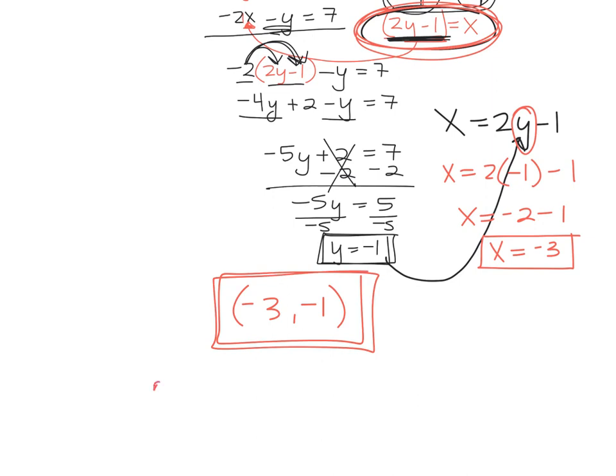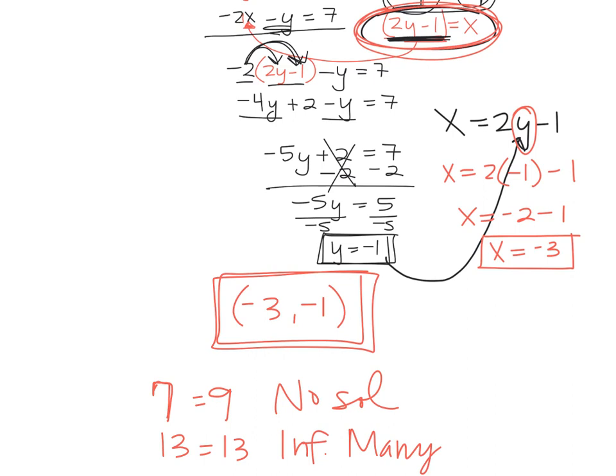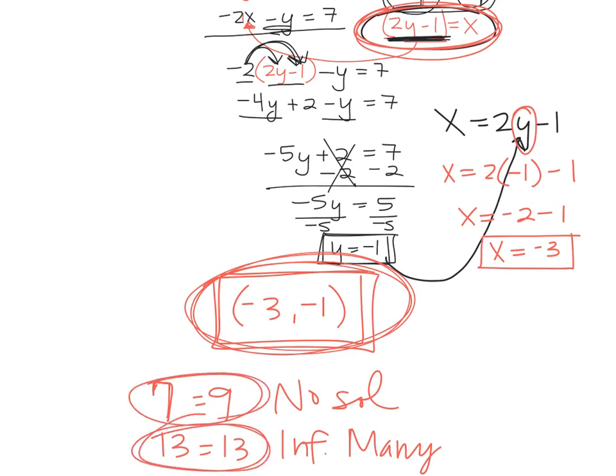Okay, what if my answer came out to 7 equals 9? What's my answer? That's no solution. What if my answer came out to 13 equals 13? That's infinitely many solutions. But if you get an x value and a y value, that is your answer. It's a point. If it's a point, your answer is the point. If there is no x or y left, like those two, it's either infinitely many or no solution. Okay?